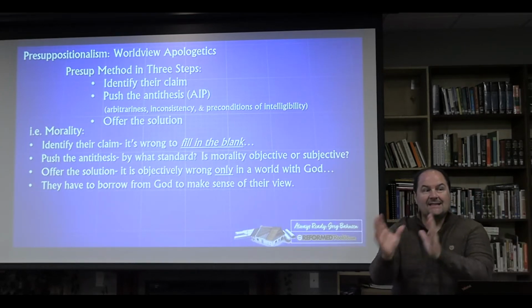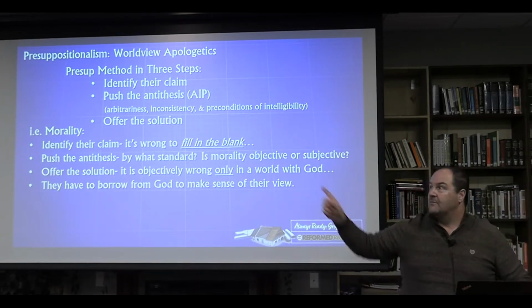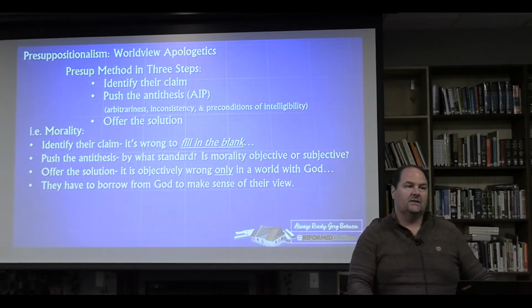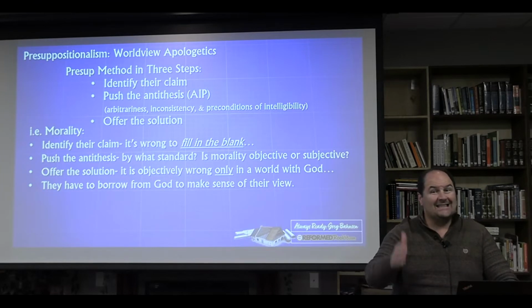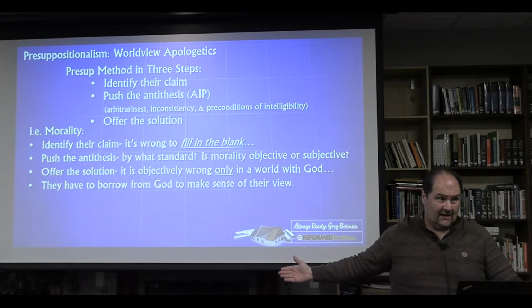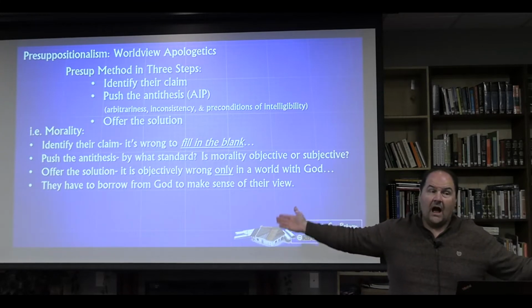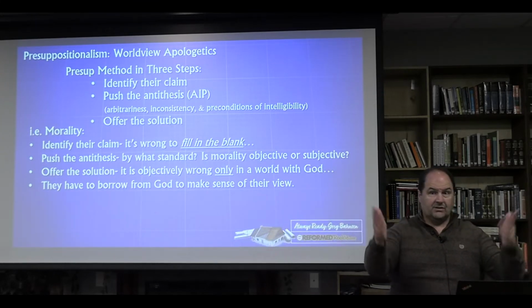He can't make sense of the world on his view, so he has to borrow morality from God to say something is right or wrong. A consistent atheist can't say that. And there are some consistent atheists that deny objective morality. Richard Dawkins is one of them.